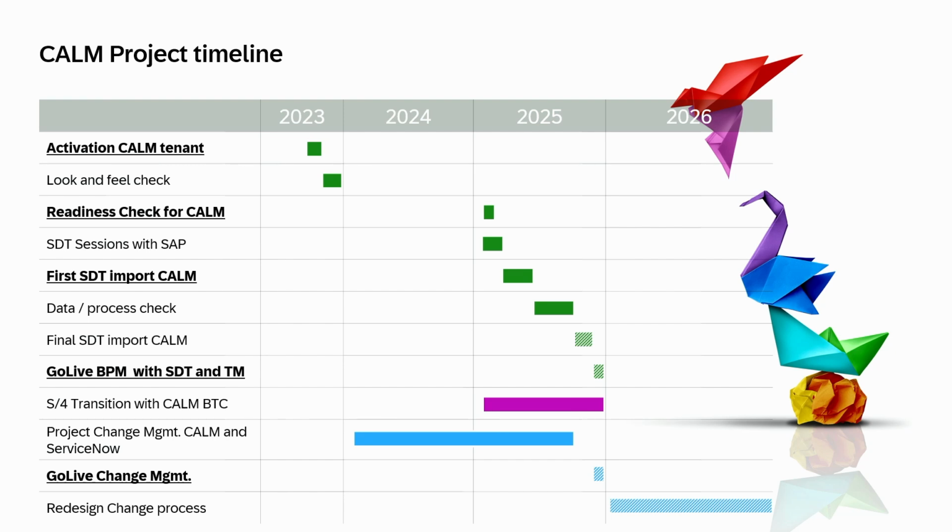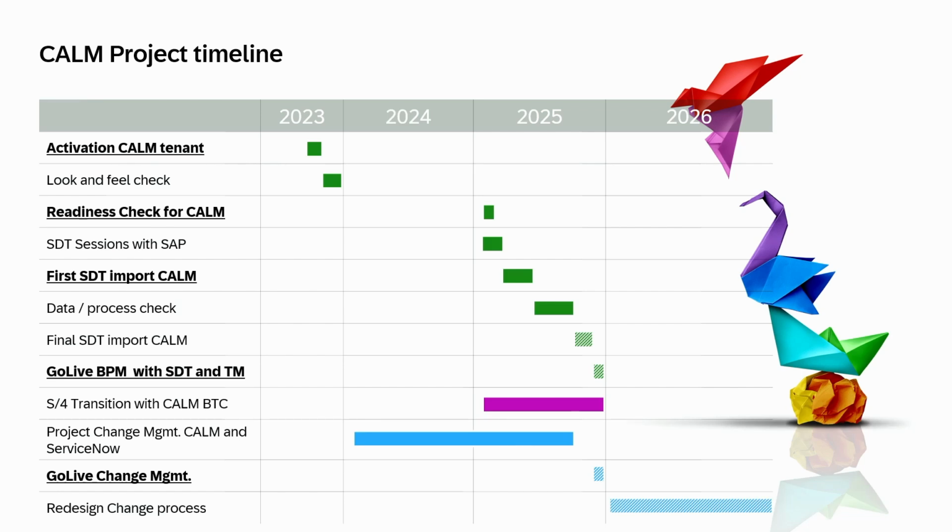We are in the final data check at the moment. We have to make minor changes now in the data, and we are close to our final selective data transfer from Solution Manager to Calm. In parallel to the SDT sessions, we are currently using Calm also for the BTC. We are doing the transition from ECC to S/4HANA completely with the transformation integrated in Calm. Benefits and not so nice benefits, but that's another topic. And we are close to the go live, as I mentioned, with S/4HANA.